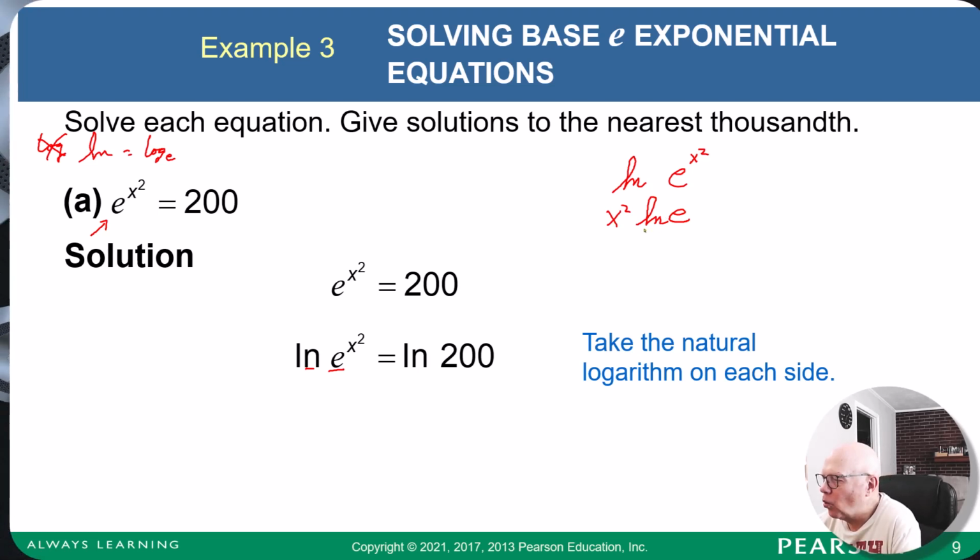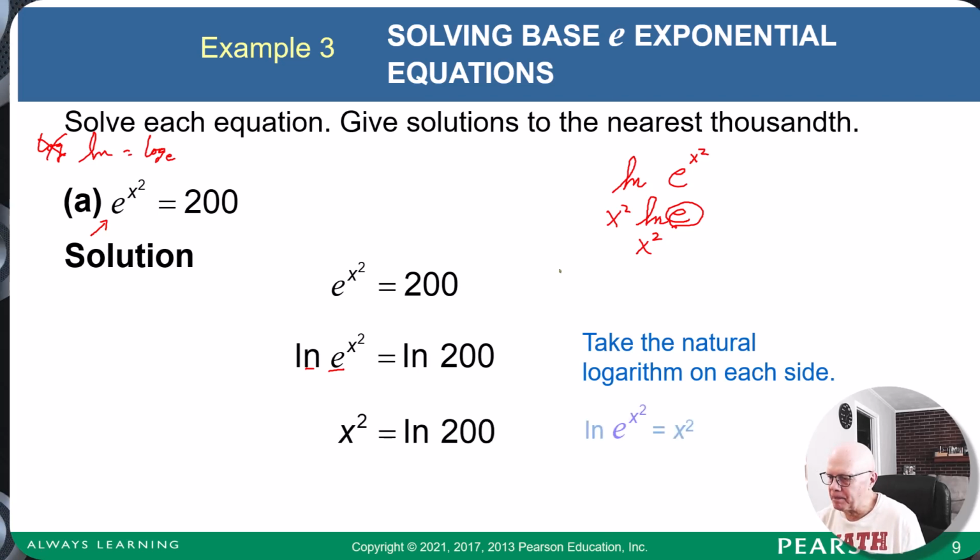Now, what does the natural logarithm of e mean? Well, natural logarithm itself means what exponent we need to get this result. Well, that's almost too simple to understand. It's just 1. So the whole thing is just x squared. Very handy. So here you go. x squared equals the natural logarithm of 200.